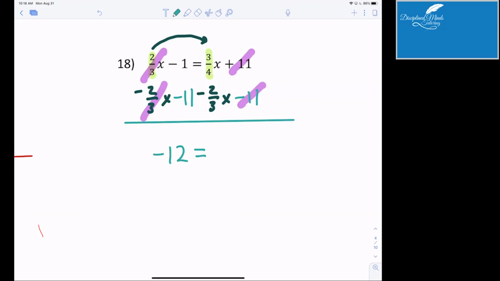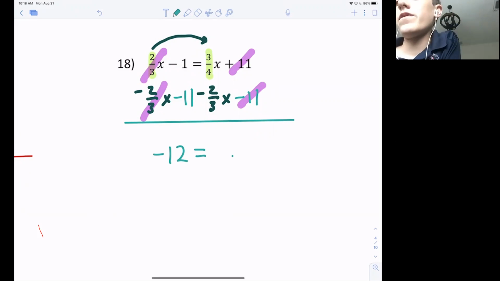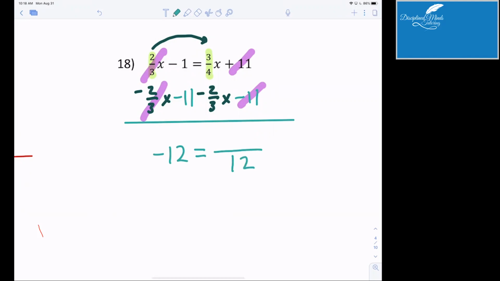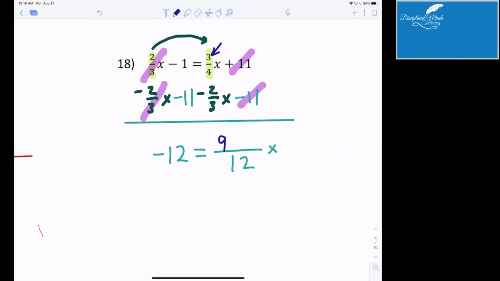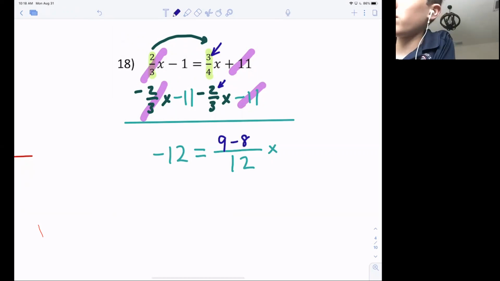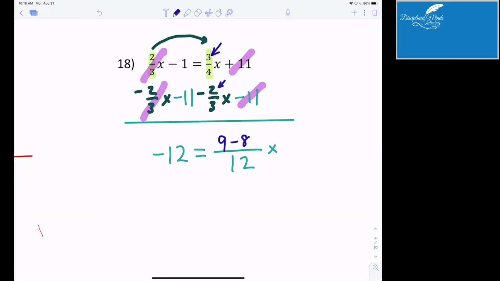Now come on. 3/4 and 2/3. What is the common denominator here? 12. Everybody put down the 12. Now, what am I multiplying the first fraction by? 4. 3. So that's a 9. What am I multiplying the second fraction by? 4. That's going to be 9 minus 8. Are you okay with that? So you should now be able to look at that and say -12 equals 1/12 x.